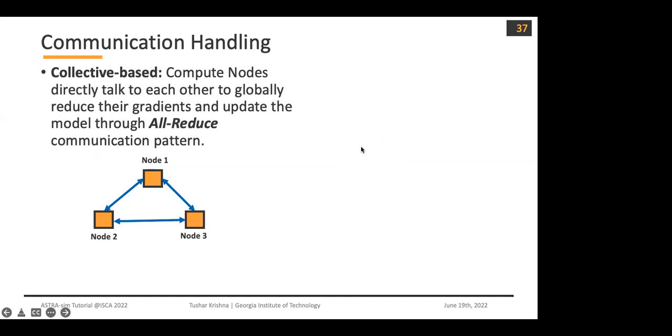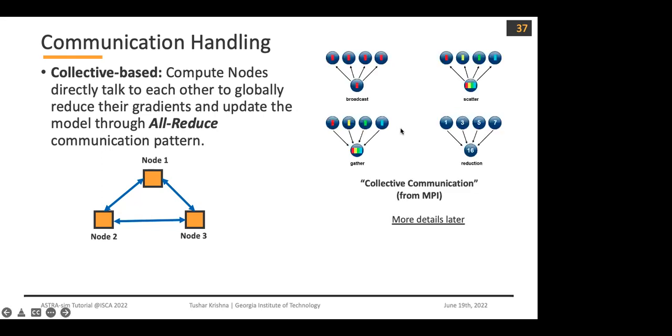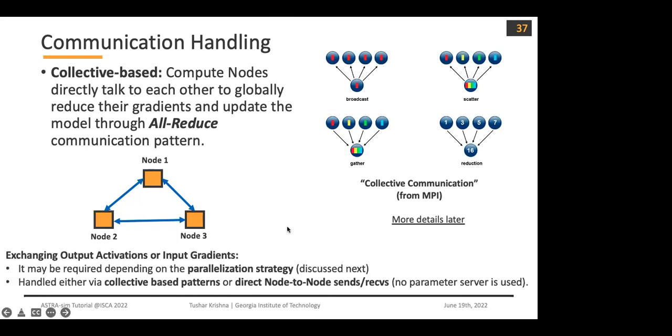So this is why there's a big interest in trying to do everything in a distributed manner. A purely distributed scheme is what's known as a collective-based scheme. Here, rather than having a centralized parameter server, all nodes are directly talking to each other and doing a global reduction of the parameters. And here you actually use collective communication patterns, which are popular from MPI: broadcast, scatter, gather, reductions. The specific requirement of which collective algorithm is run depends on the parallelization scheme.